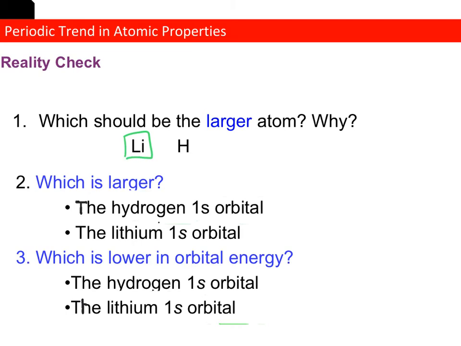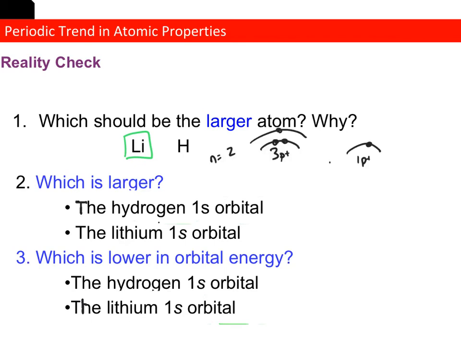But now the question is why? The answer has nothing to do with its position on the periodic table. You need to talk about the structure of lithium compared to hydrogen. Why is lithium larger than hydrogen? The answer is because its valence electrons are further from the nucleus, because they're on a higher energy level.